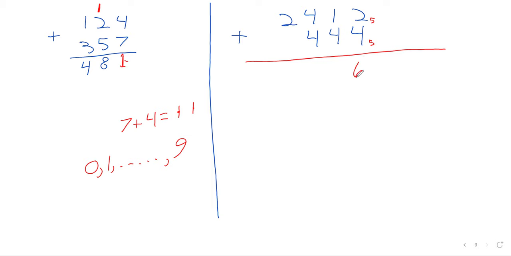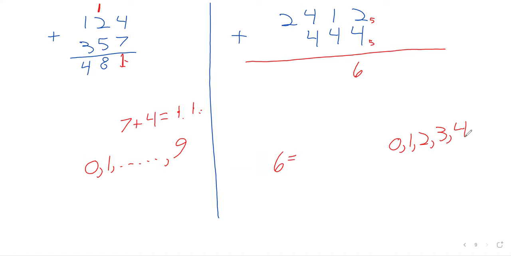4 plus 2, well, it's 6, but just like 10 was not an allowable digit that we could write over there, 6 is not an allowable digit that we can write here. We're in base 5. The only numbers we can write are 0, 1, 2, 3, 4. So just like we had to break 11 up into a ones place and a tens place, we have to break 6 up.